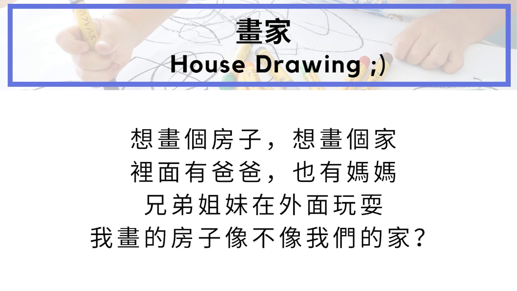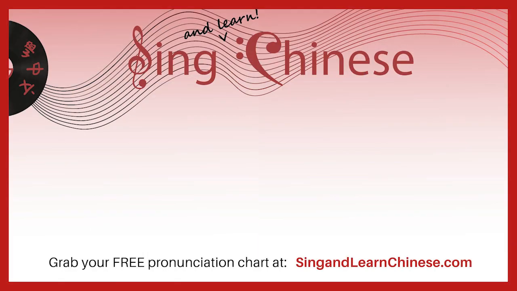Very simple, only four lines, lots of key vocabulary in here. You've got mom, dad, siblings, drawing, house, two forms of house. You've got literal physical house, and then you've got the more metaphysical, could be house, could be home, could be family. And then I also told you about the pun behind the name of this song. So there you are. That is the house drawing, or the artist, if you want to say it that way.